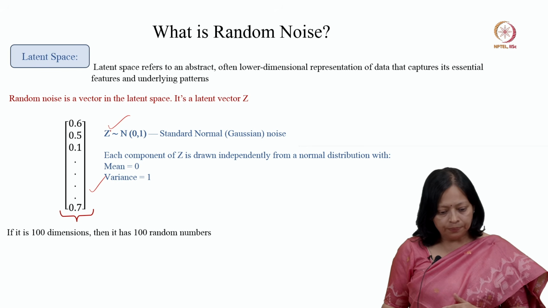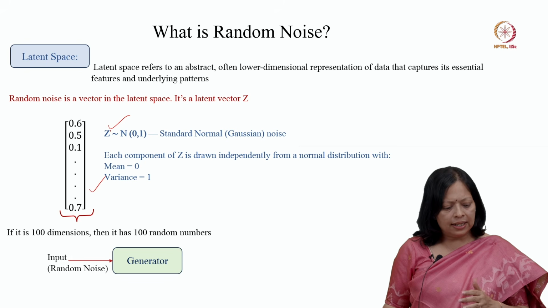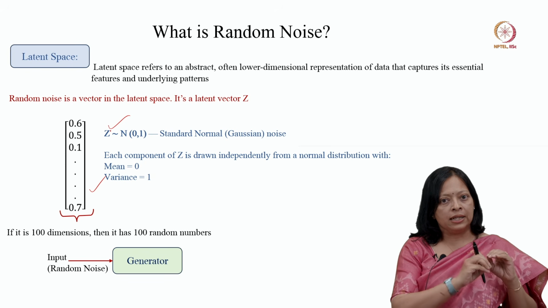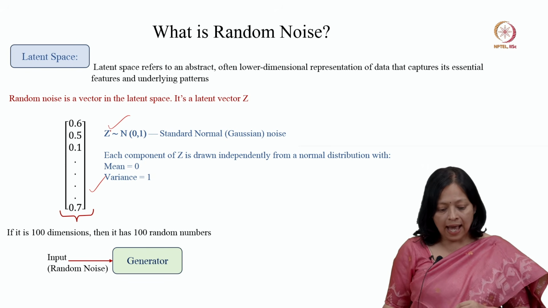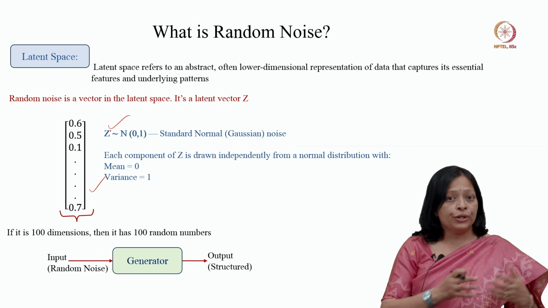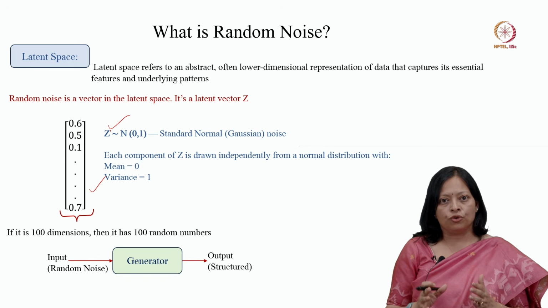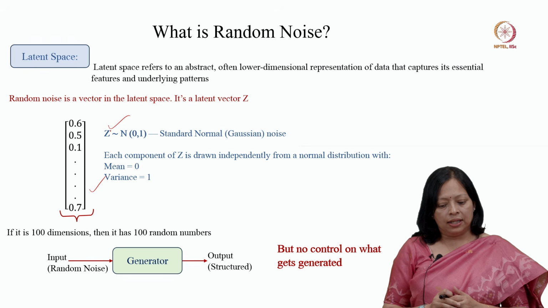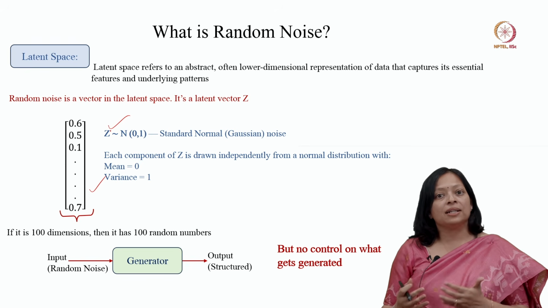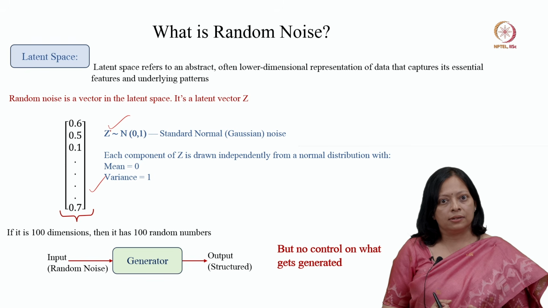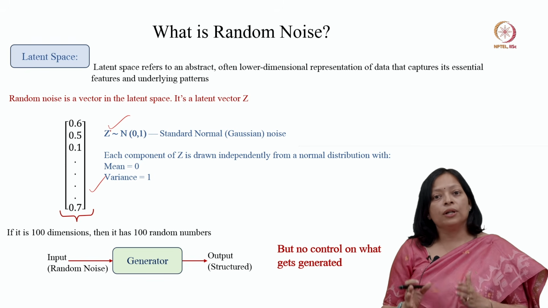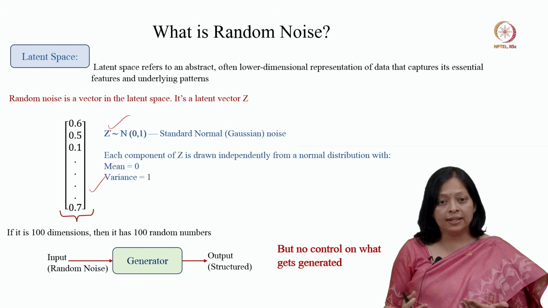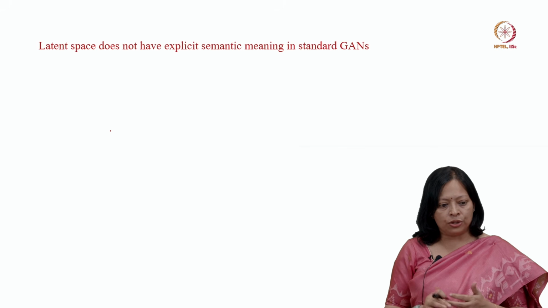Now, the generator takes as input the random noise, which is a sample of a latent vector from the latent space, and it gives a structured output. In our previous picture, the structured output was the digit 7. Now a question comes: is there any control on what gets generated by the generator? There is no control on the image that is generated. You may ask why. We will look into it.